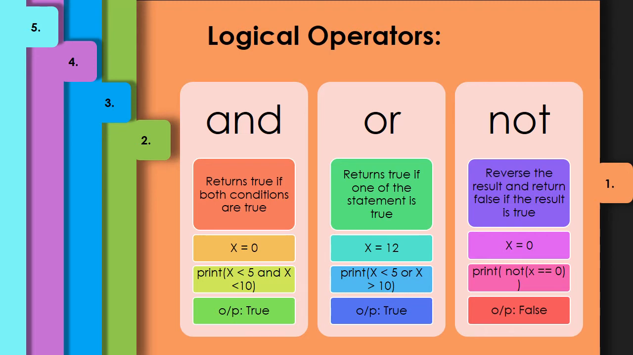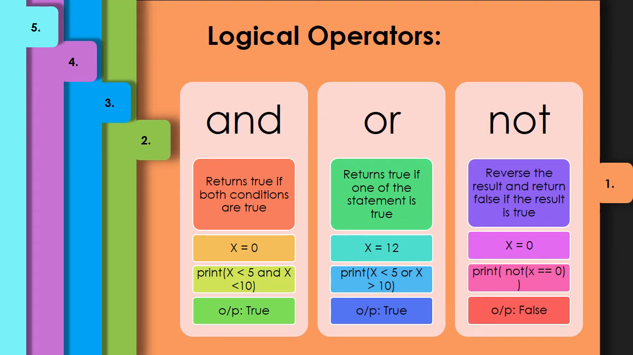Here for example we are taking x equal to 0. Now when we want to combine two conditions, x is less than 5 and x is less than 10, if both conditions are true, then only it will print true, or else it will print false. In this case we have x equals 0, so x is less than 5 and x is also less than 10. If we had x equal to 6, then the first condition x less than 5 would be false, so the output would be false. Here both the conditions are true, that's why the output is true.